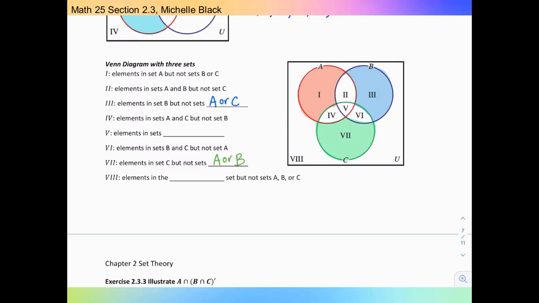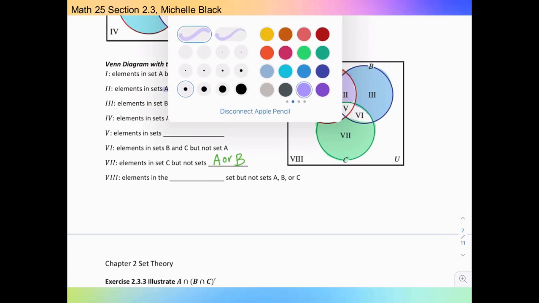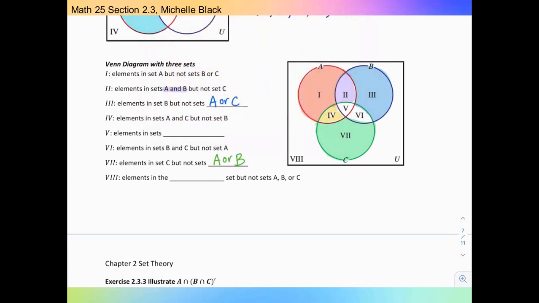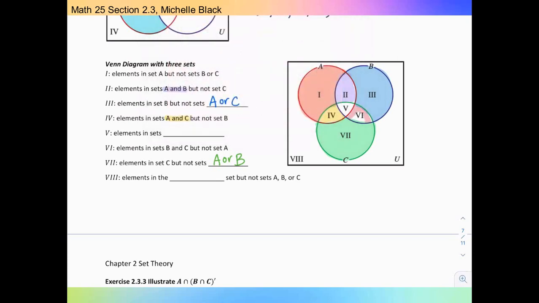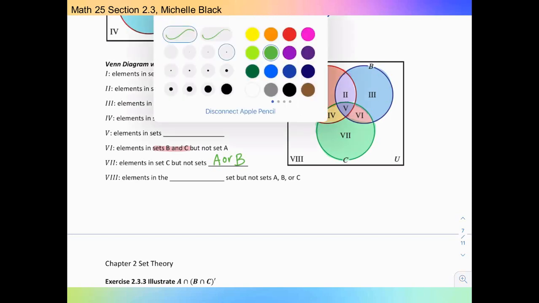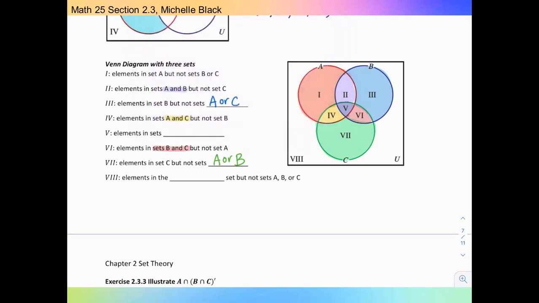Then we have these regions between these sets where we have some sort of overlap, right? So we can see region 2. Those are the elements that are in both sets A and B, but not in set C. Similarly, we have region 4. Those are the elements that are in sets A and C, but not set B. And similarly, again, we have region 6, which are the elements that are in sets B and C, but not in A. And then we have this special set in the center, which is region 5. Region 5 contains all of the elements that are in sets A, B, and C.